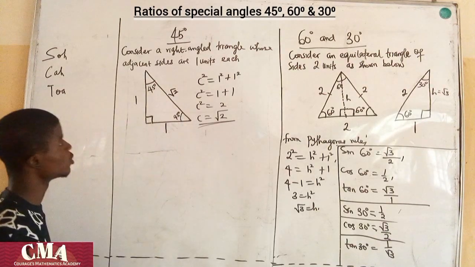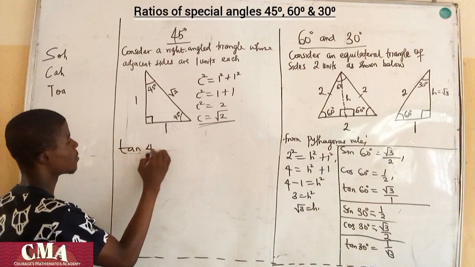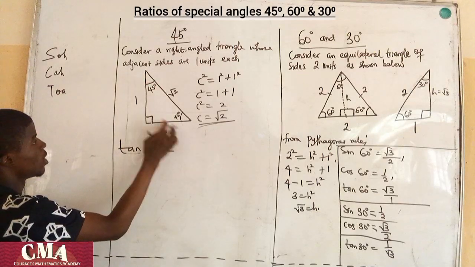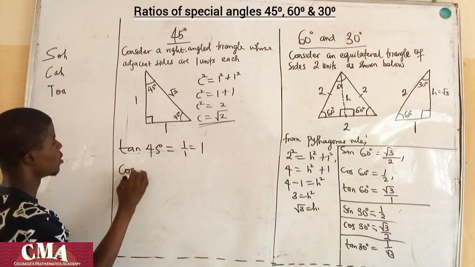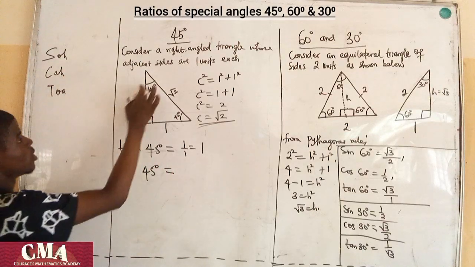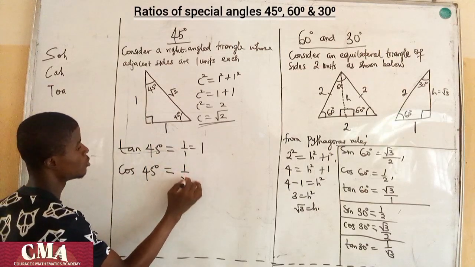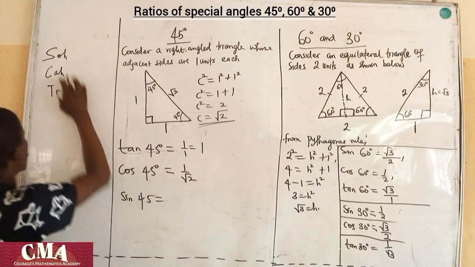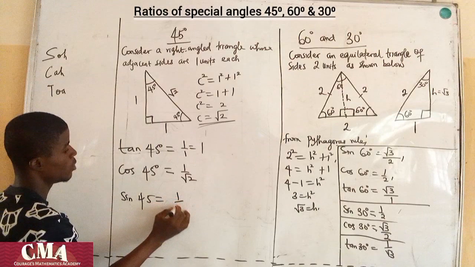So let's get the ratios for 45 degrees. Tan 45 is opposite over adjacent. 1 over 1. That's 1. Cos 45 degrees is adjacent over hypotenuse. 1 over root 2. Sin 45 is opposite over hypotenuse. 1 over root 2.